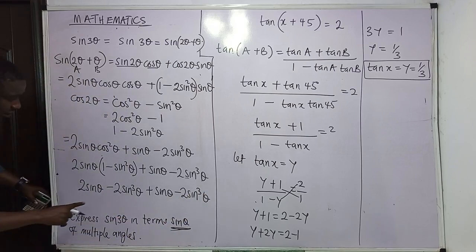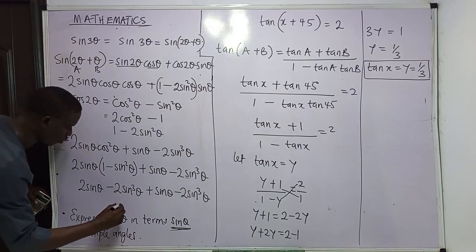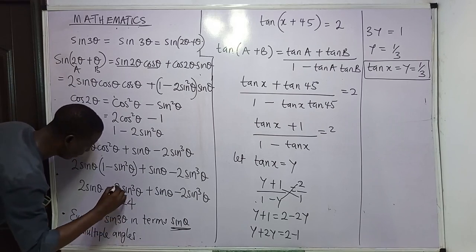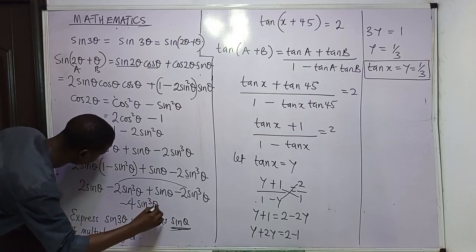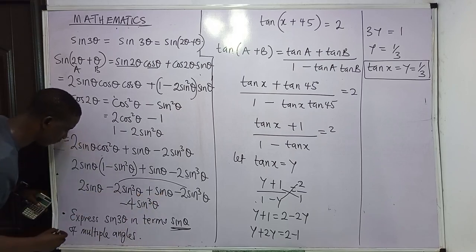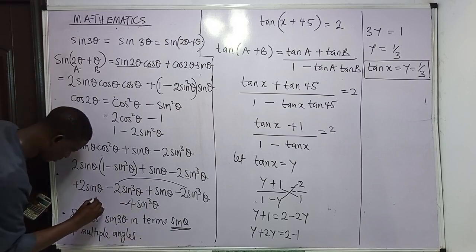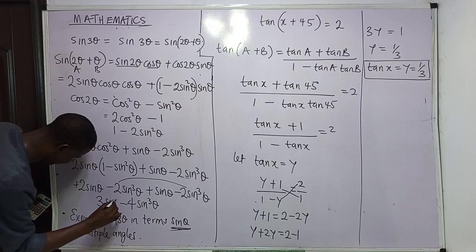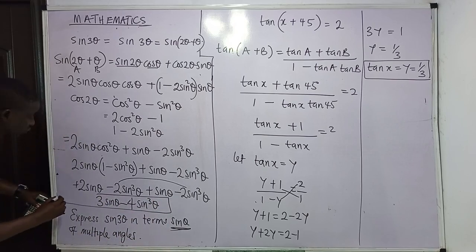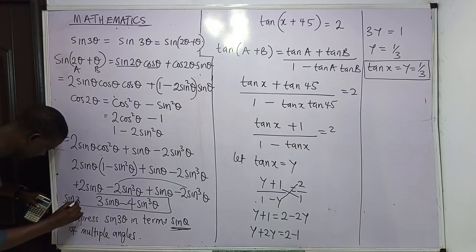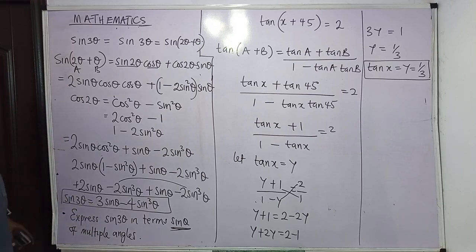We go further. Now this one and this one can be added as minus 4 sine cube theta. Then this and this can be added, plus 2 plus 1, which is 3 sine theta. So this one will be the answer to sine 3 theta. But that will be your answer for sine theta.